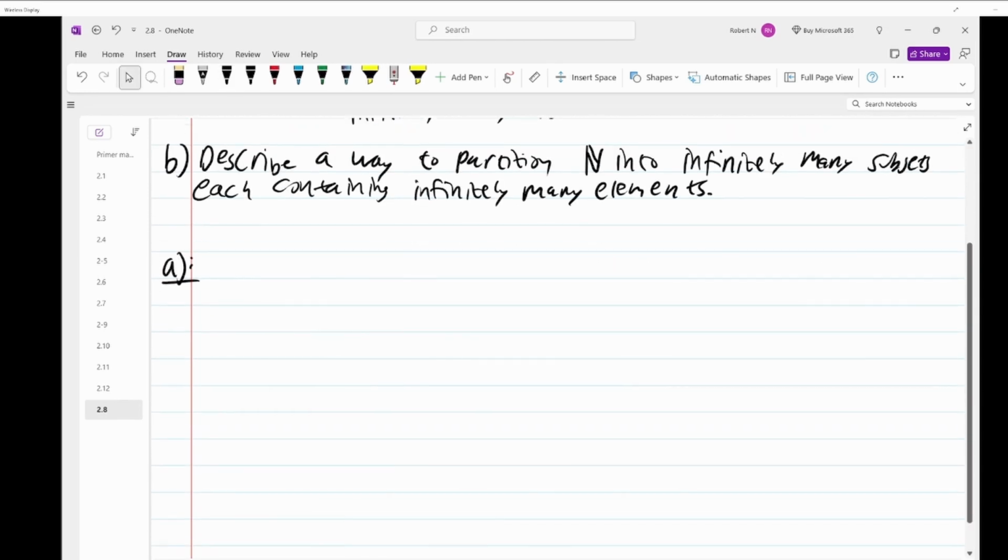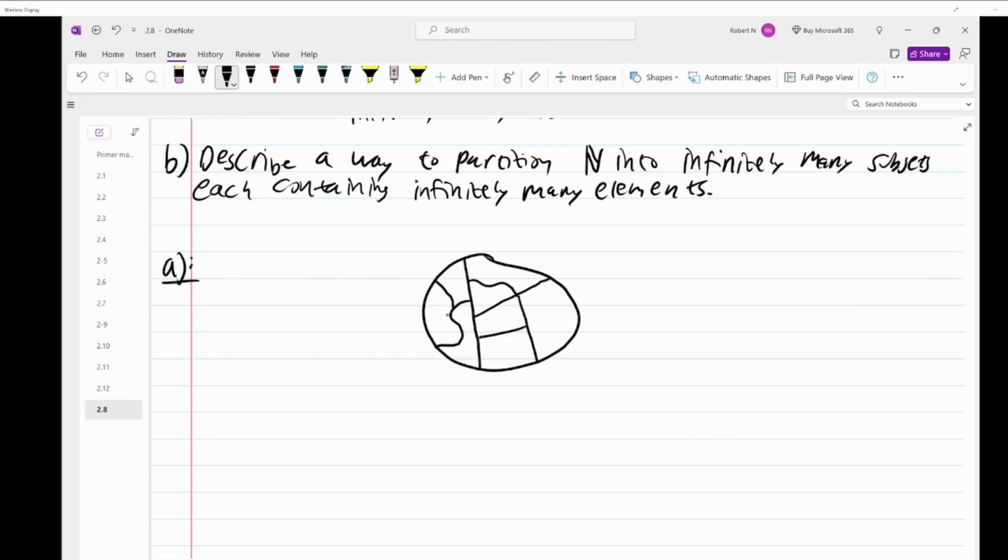So let's draw a circle. I'm going to partition this circle. Call each of these a subset of the circle. And these are partitions. This is a partition: 6 parts. None of these overlap with each other, and their union is the whole circle.